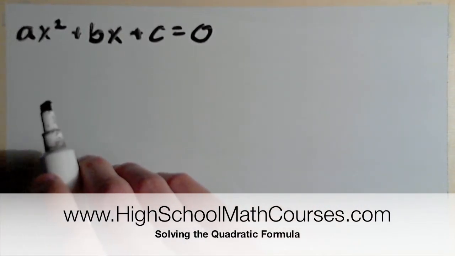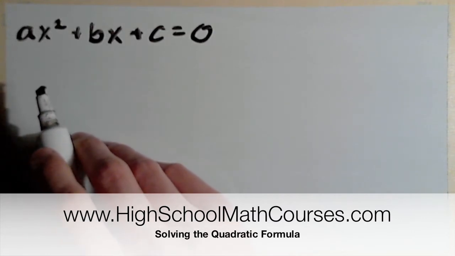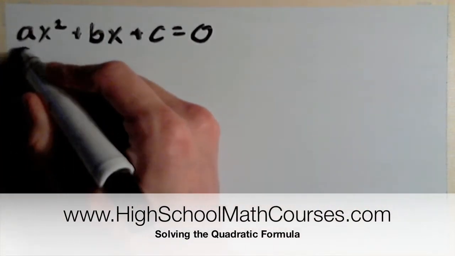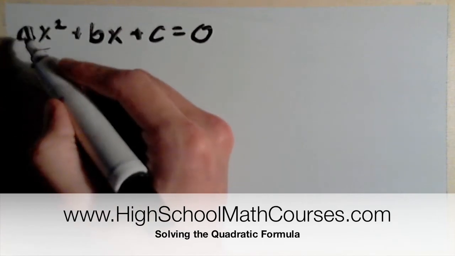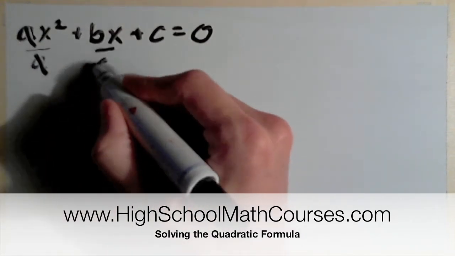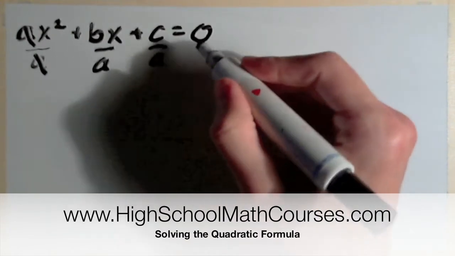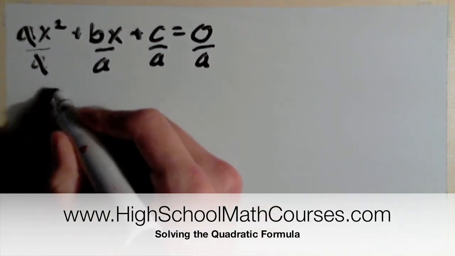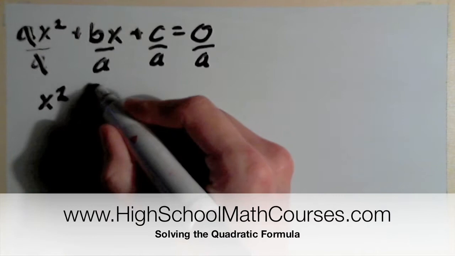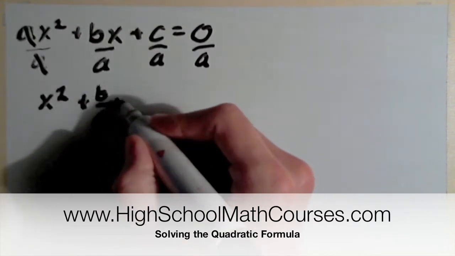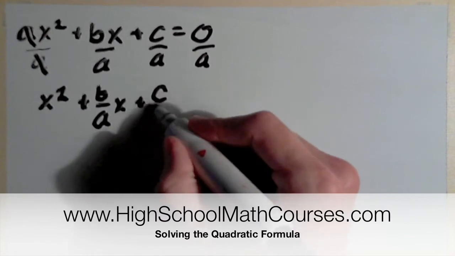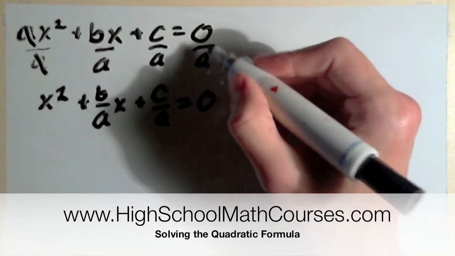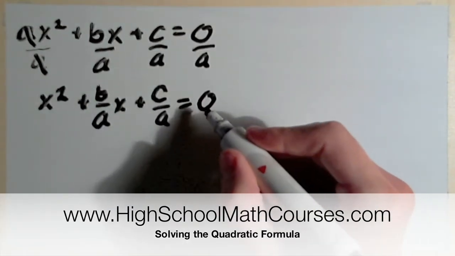The first step into solving for x will be to divide through by a. So we'll actually divide all of these terms by a. These a's will cancel out. We can divide by a here, divide by a here, and divide by a here. This will give us the next form of the equation: x squared plus b over a times x plus c over a is equal to 0. 0 divided by anything will give you 0 still, so we still just have a 0 here.